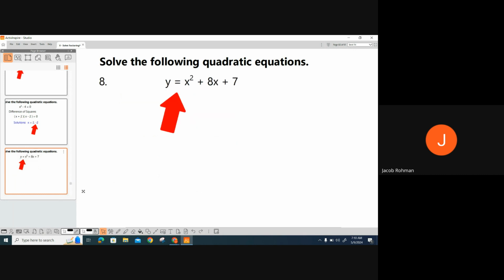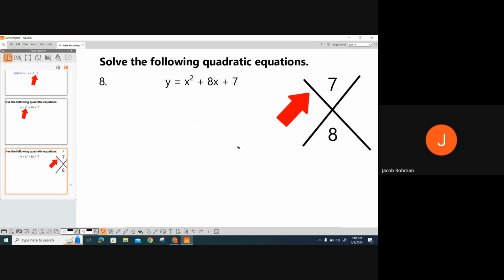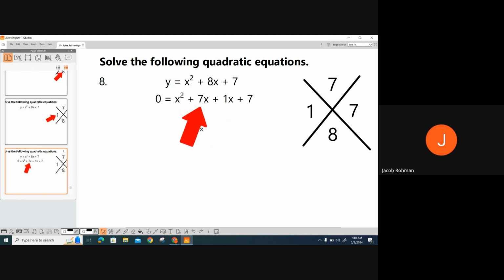And then lastly, example 8. Again, we see that this is already equal to, we can substitute in here 0 for y. And we need to turn this into factored form. So we're going to start with x marks the spot. A times c is equal to 7, and b is equal to 8. And the two factors that we're going to use are 1 and 7. That means that we're going to split 8x into 7x and 1x. Everything else stays the same.